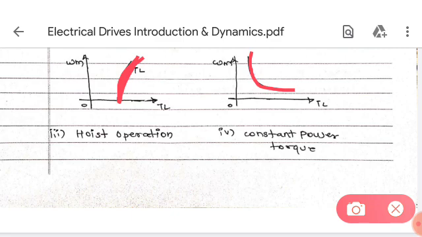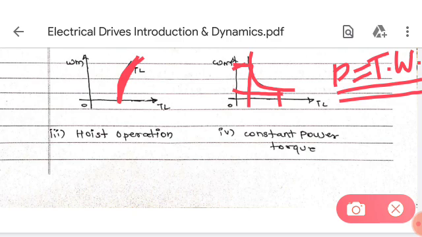That means here, speed and torque are inversely proportional, like that. When speed increases, torque reduces, and if speed reduces, torque increases. So it is like that. It is constant power torque. Power is torque into speed, and this product almost remains constant, therefore it is called constant power torque.